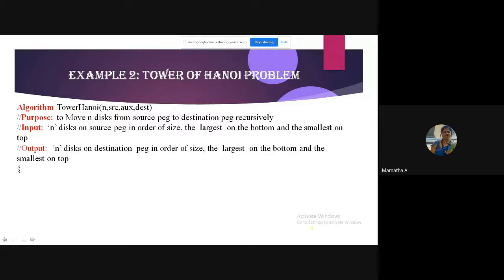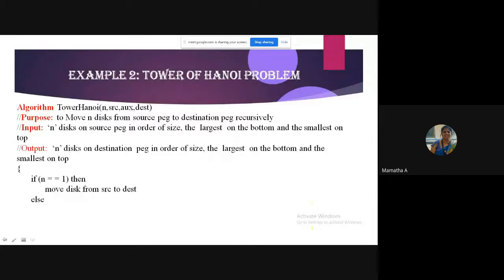So you all know the base case. What is the base case for this algorithm? When n is equal to 1. Then just move the disk from where to where? From source to destination. Else, what should I do? Else move n minus 1 disks recursively from source to auxiliary using destination.